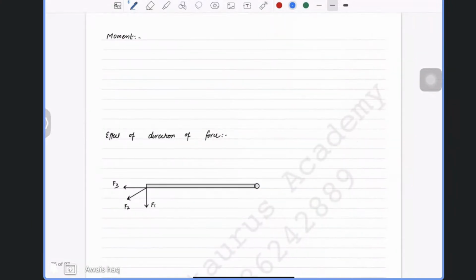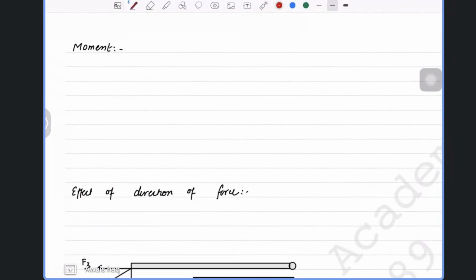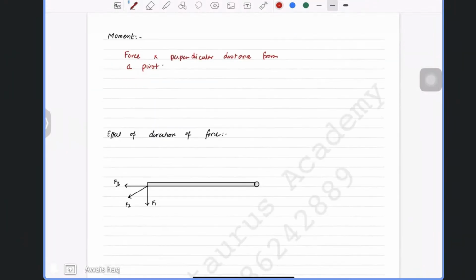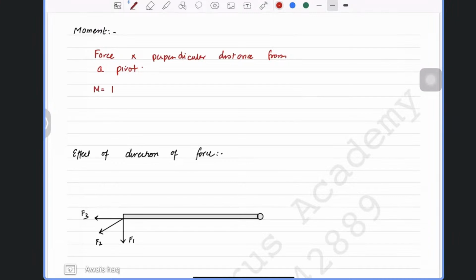Anyway, now going to the definition. Moment can be described as the force times, you can literally write times, perpendicular distance from a pivot. That's what you guys need to write. So moment is written as M. It is force times perpendicular distance. The SI units for moments are Newton meter. And obviously it is a vector quantity.